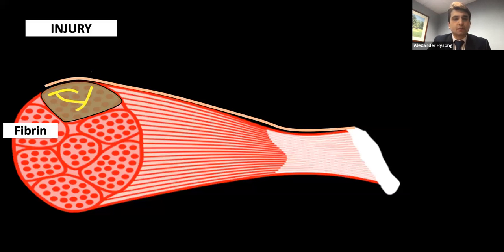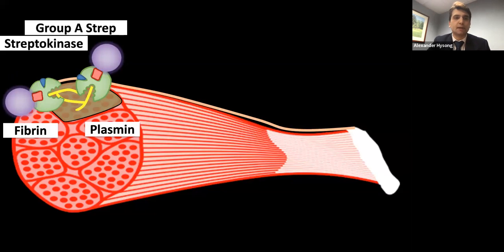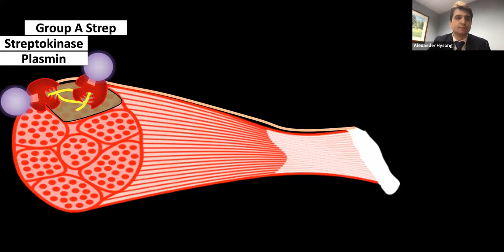So another representation of this process is you have an injury in the soft tissue, and a fibrin platelet plug forms there. And then you have group A strep inoculating the area. Streptokinase comes in and activates plasmin.